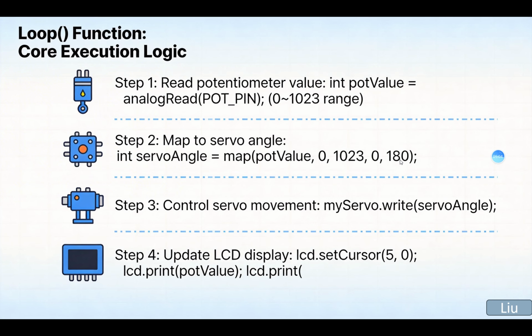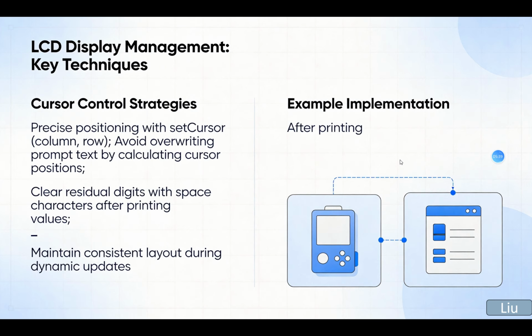The step one is read the potentiometer's value, input value to the analogRead, and the step two is mapped to the servo angle, wherein the servo angle is map 0, 1023, and 0 and 180. The step three is control servo movement by servo.write, and the step four is update the LCD display.